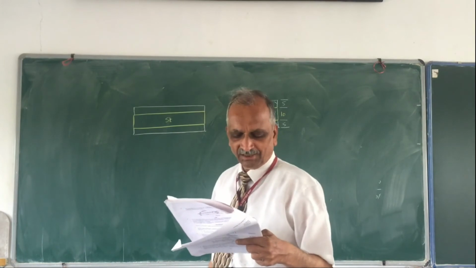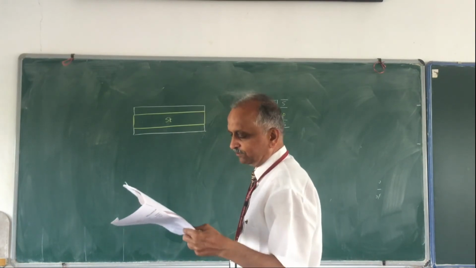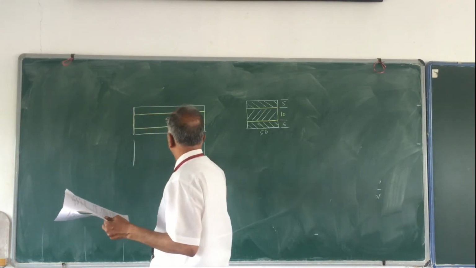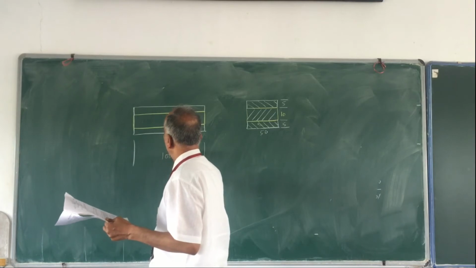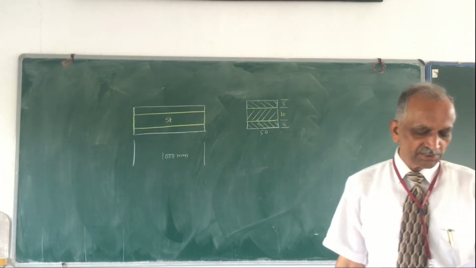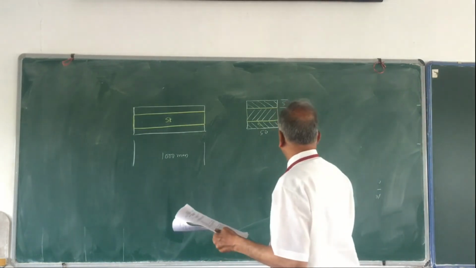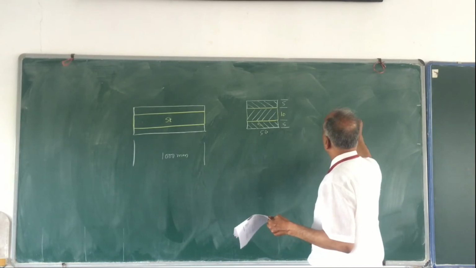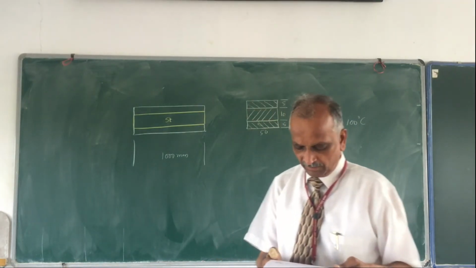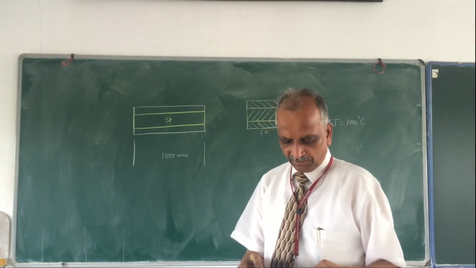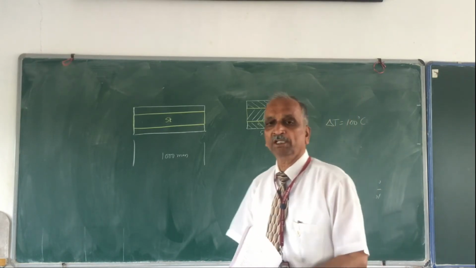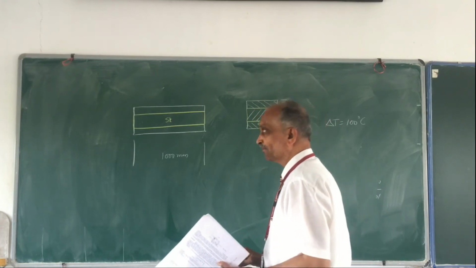Then the length of the compound bar at room temperature is 1000 millimeter. If the temperature is raised by 100 degrees centigrade, delta T is 100 degrees centigrade. Determine the stresses in each material and the change in length of the compound bar. What will be the new length of the compound bar?